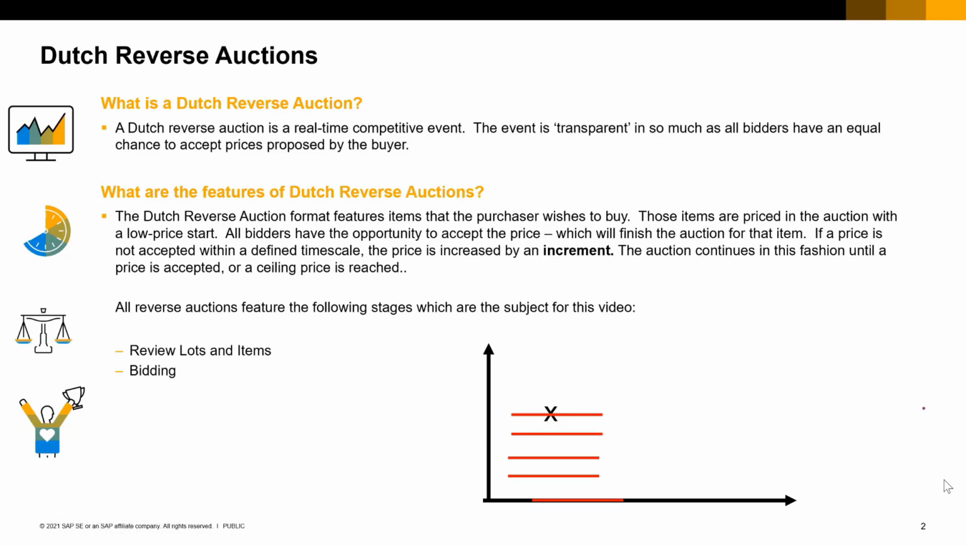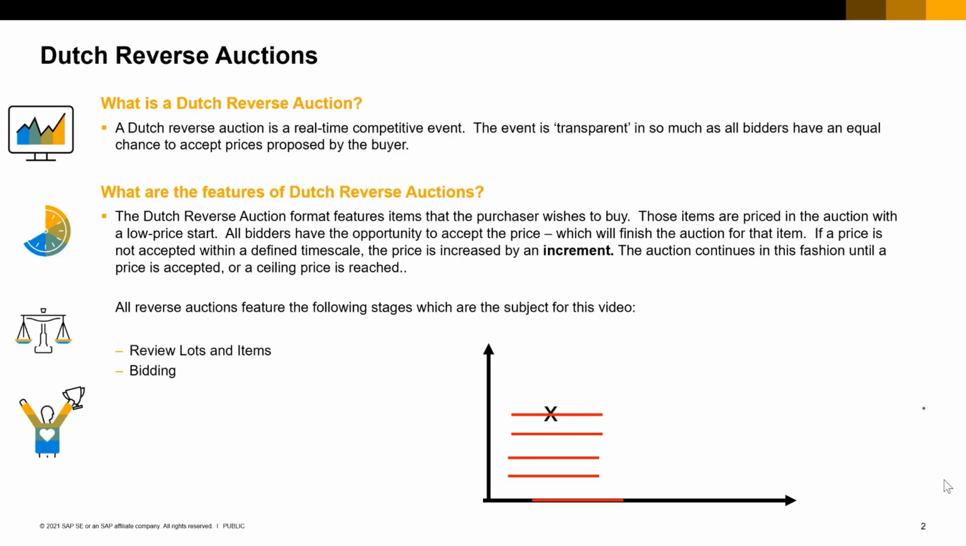A Dutch reverse auction is quite different to the English reverse auction counterpart. There is no rank shown, no opportunity to improve prices in the face of competition, just a single bid to accept a price. The first supplier to place the bid wins the item at that price. There are no further chances.